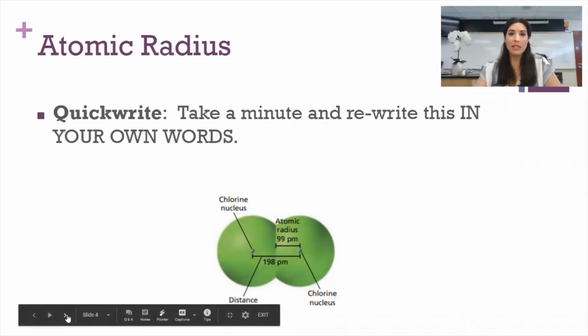So take a moment and see if you can jot down, what does this mean to you in your own words? It's helpful to always have a definition that makes sense to us, as opposed to always relying on a book definition. Chemistry is not a subject that you want to memorize. So you need to make sure that you can actually internalize and understand this information. So take a moment and jot down, what does atomic radius mean to you in your own words?